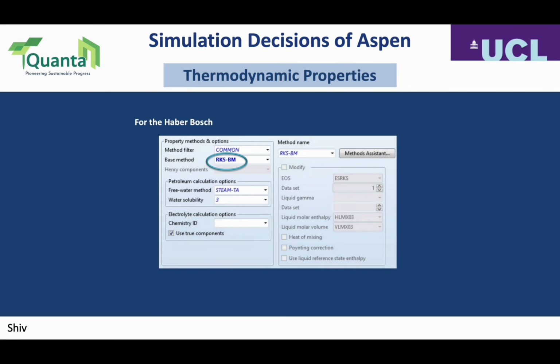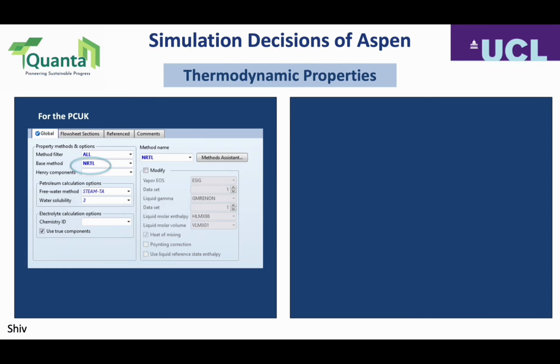For our thermodynamic properties, RKSBM was used for the Haber-Bosch section, because the equation of state methods give reliable thermodynamic predictions at the very high temperatures and pressures found in the ammonia production. More common methods like NRTL were not suitable here, because it's designed for liquid phase behavior in non-ideal mixtures, while the Haber-Bosch process operates mainly in the gas phase, where the equation of state is far more accurate.